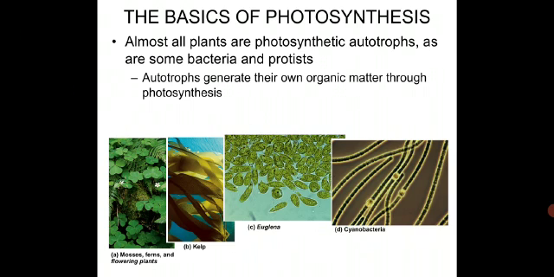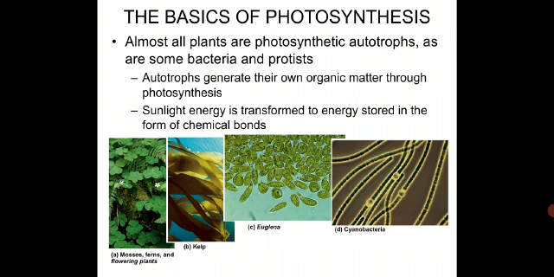Almost all the plants and photosynthetic autotrophs, as some are bacteria and protists. That means that photosynthesis is occurring in all the autotrophs or the green plants, including some bacteria and protists. Autotrophs generate their own organic matter through photosynthesis, and sunlight energy is transferred to energy stored in the form of chemical bonds.